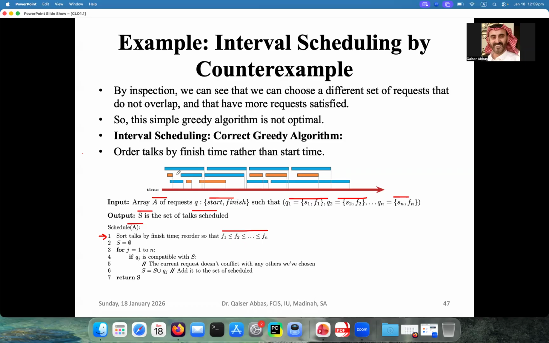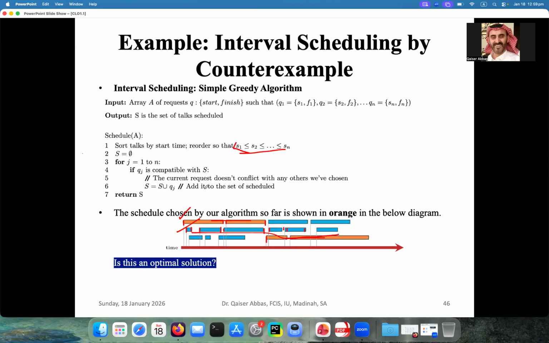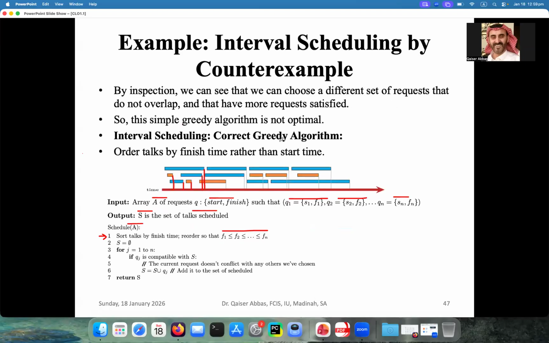So now, first, what you have to do? You have to sort your tasks according to the finish time. First, second, third. Or you can say Q1, Q2. So now you can see, for example, this is finishing first, so this is Q1. And then this is Q2. This is Q3. This is Q4. This is Q5. Okay, and so on. Here we were sorting according to the starting time. And here, the first step is sorting according to the finish time.